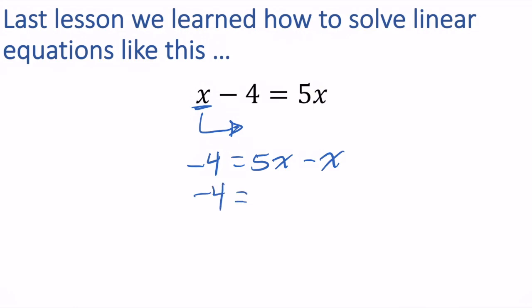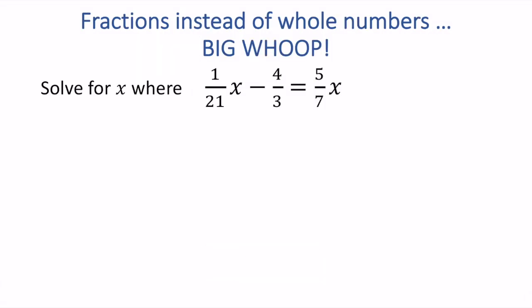We'd keep the minus 4, and this 5x minus x would become 4x. We would divide both sides by 4, and we would end up with x equals minus 1. Well, what if we were to have fractions instead of the whole numbers in the equation? Big whoop. It actually makes no difference whatsoever, because we're still going to isolate for x. That is to say, we're trying to get x all by itself on one side of the equation, and the numbers on the other side.